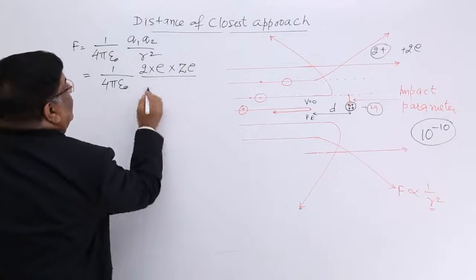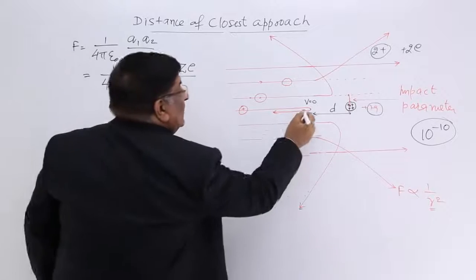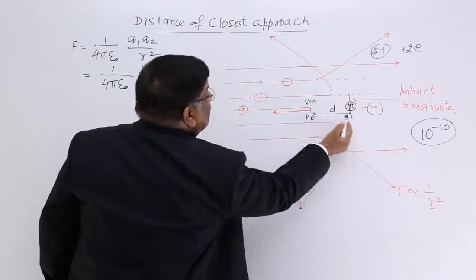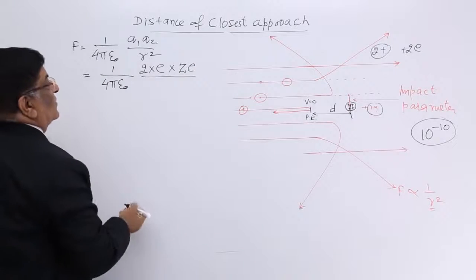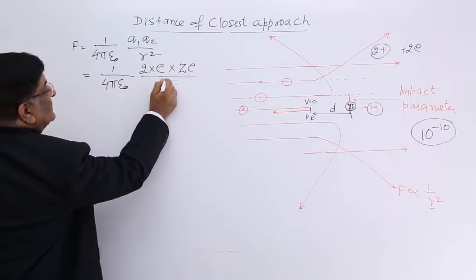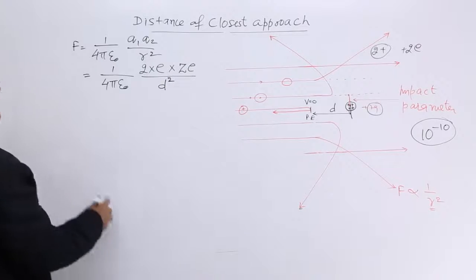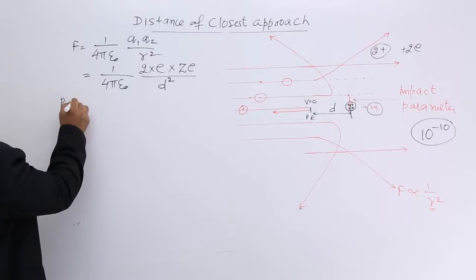This is to be divided by this distance. We go for this particular case, and what is this? This is the distance of closest approach. So this is d square.